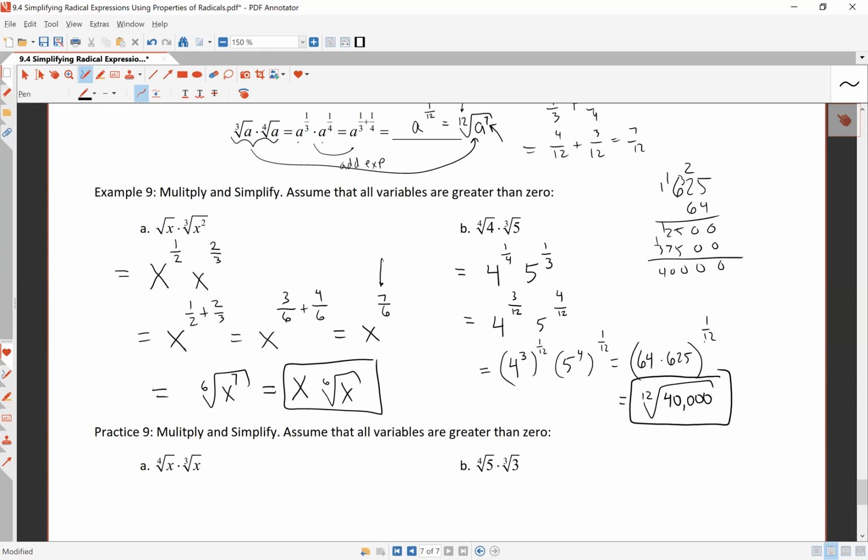The 12th root of 40,000. Now that seems like maybe we could simplify that, but we would have to have something to the 12th power underneath to simplify, and we know that we have 3 4s or 6 2s, and then we have 4 5s, so we won't get any perfect 12th powers underneath that.